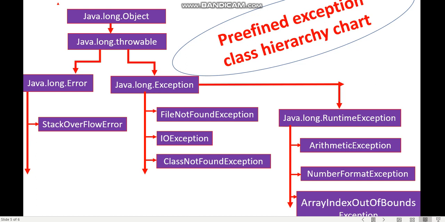Example for classes under java.lang.Error is StackOverflowError, and examples for classes under java.lang.Exception are FileNotFoundException, IOException, ClassNotFoundException. And classes under java.lang.RuntimeException are ArithmeticException, NumberFormatException, and ArrayIndexOutOfBoundsException.